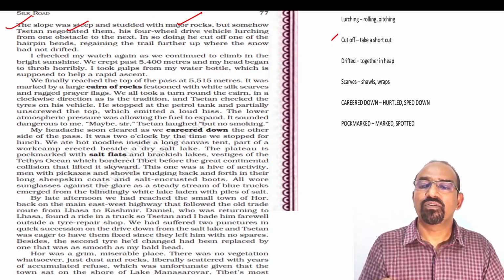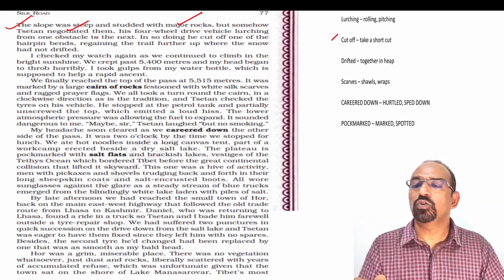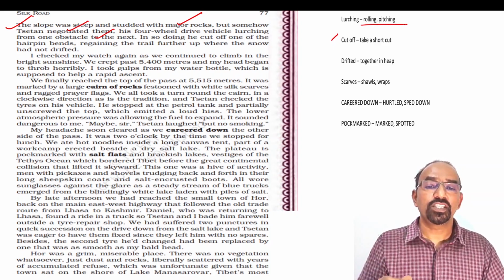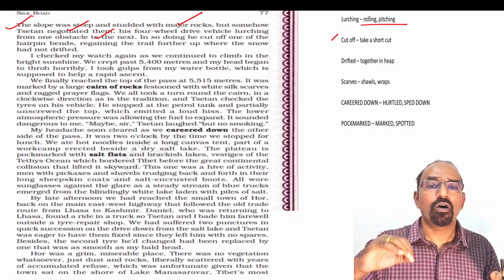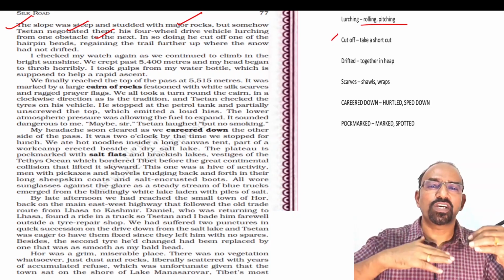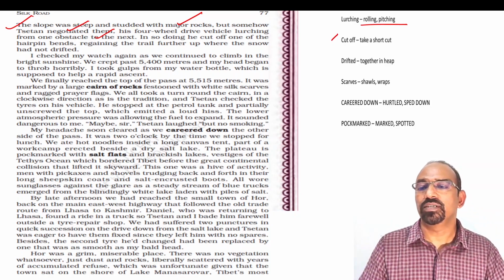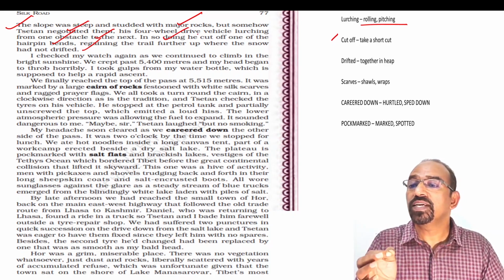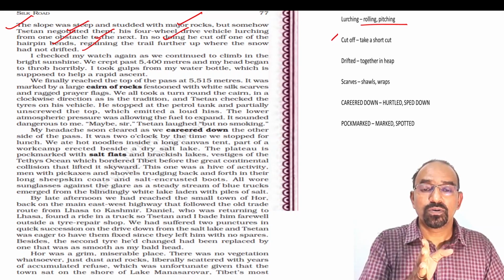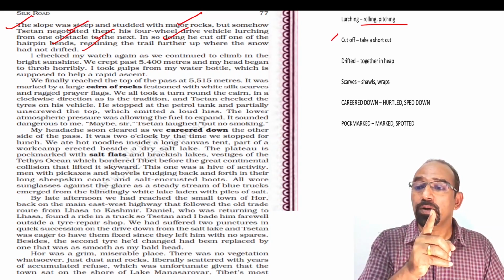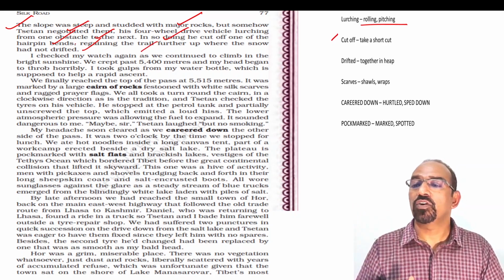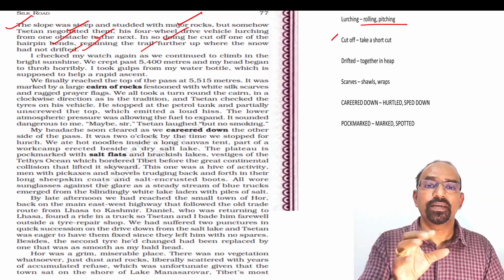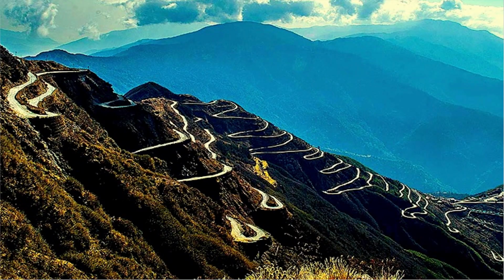His four-wheel drive vehicle lurching, meaning rolling, from one obstacle to the next. They had to face several obstacles during that journey. In so doing, he cut off one of the hairpin bends, then regained the trail further up, where the snow had not drifted, and they went smoothly.